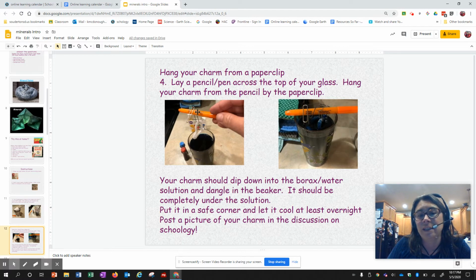I kind of rigged this up. You can work out whatever works for you, but for me, I just took a Sharpie that I had laying around, bent a paper clip, and then I hung my little pipe cleaner charm into the glass, and it is sitting nicely on the counter. I will pull that out tomorrow, maybe the next day. I like to let them sit for a little while, and then I will show you what that looks like.